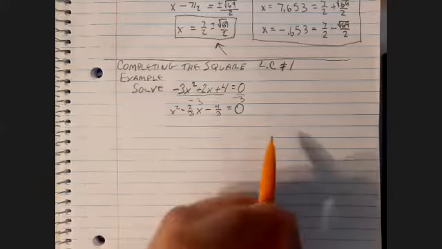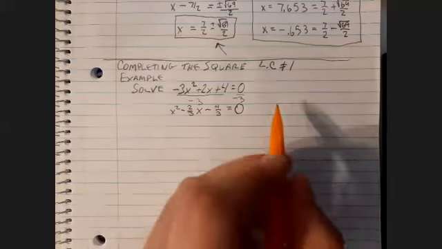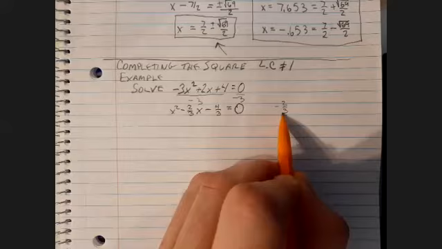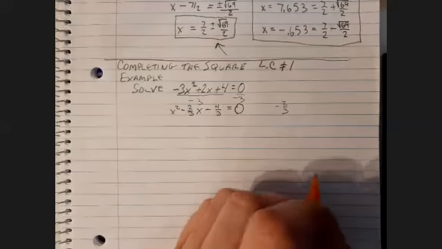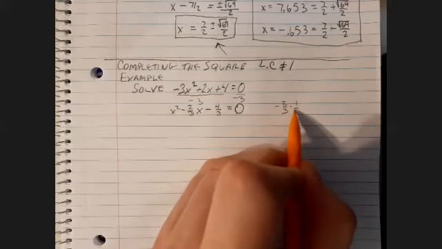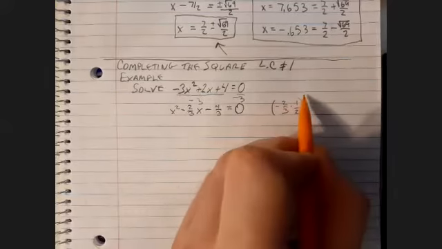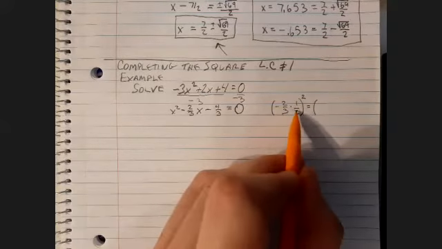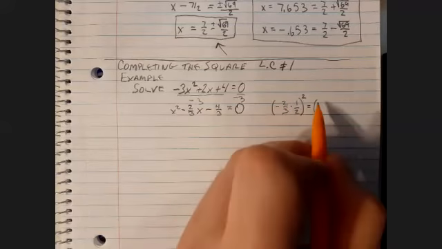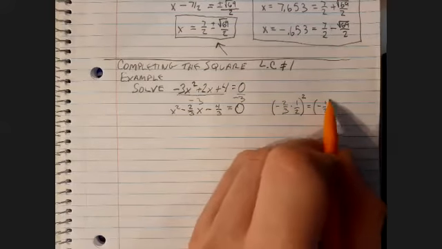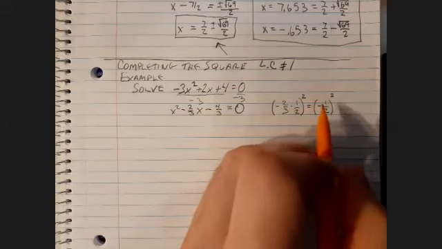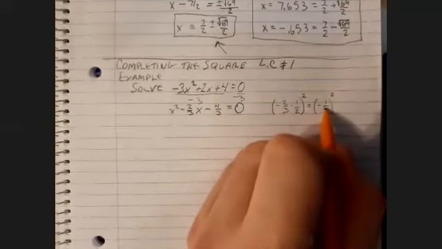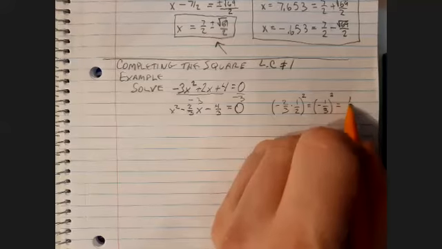So the first step is take half of the middle term and square it. Now, when you take half, be careful here. Don't get intimidated by the fact that there is a fraction there. You just multiply it by a half and square it. So in this case, the -2 thirds times the 1/2, the 2's are going to cancel, and you get -1/3 squared. And then you get 1/9.